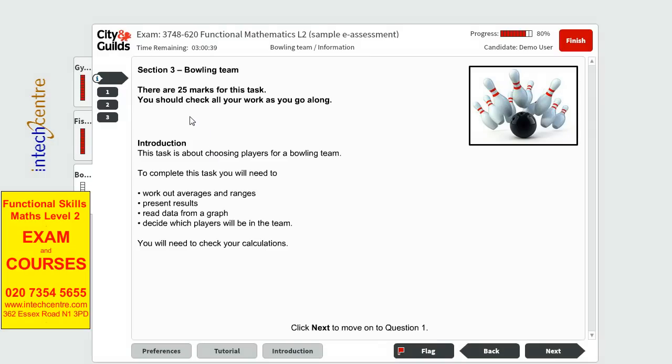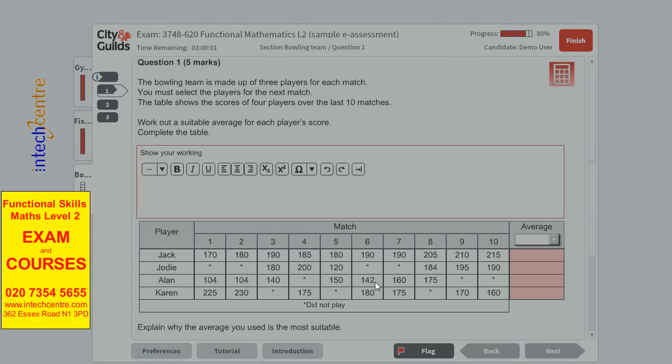We will go on to section 3, the last part of the sample paper, which covers handling data, and it's about a bowling team. There are 25 marks for this task, a lot of marks in this sample paper. You should check all your work as you go along. This task is about choosing players for a bowling team. To complete the task, we will need to work out the averages and ranges, present results, read data from a graph, and decide which players will be in the team. And then we can't forget about checking our calculations.